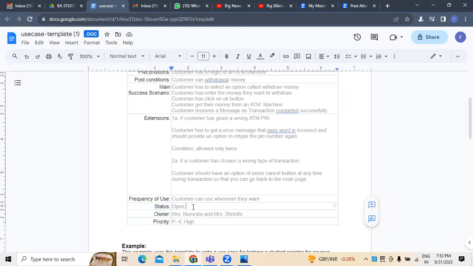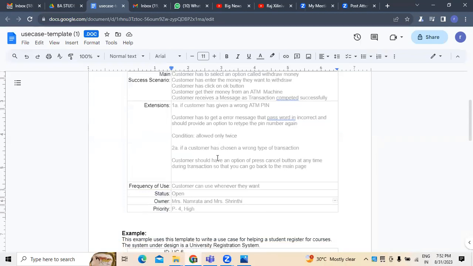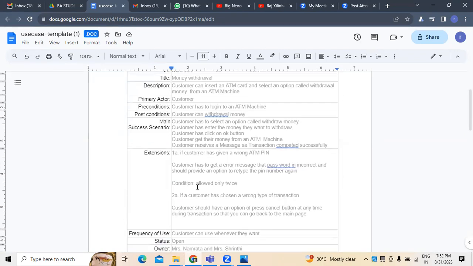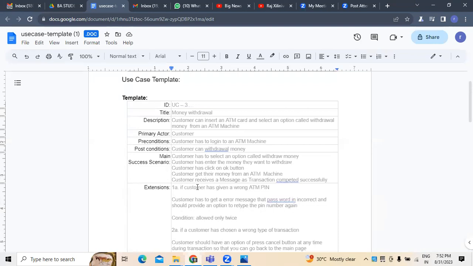Now here, this is the status. Status means, if the use case is under process, we mention under process. If it is completed, we call it closed. Otherwise, status will be open as of now. Assume that it has not been started yet. And to whom we have assigned this, meaning who is going to prepare this or who is preparing this. And for this functionality, what priority is it? Is it high priority, intermediate, or low priority? So this is how we generally prepare a use case template.